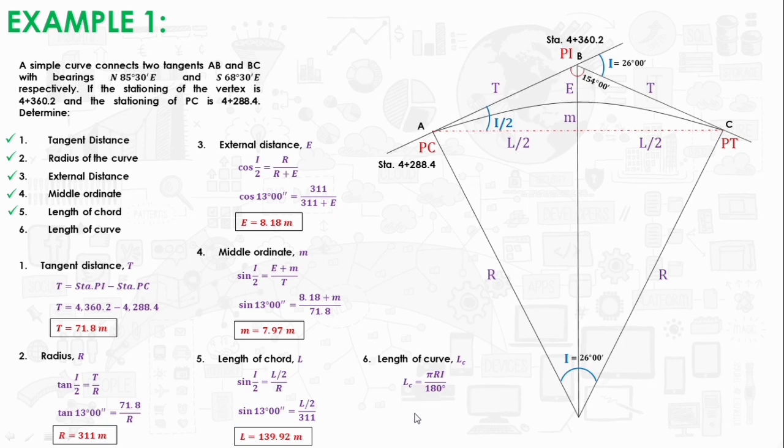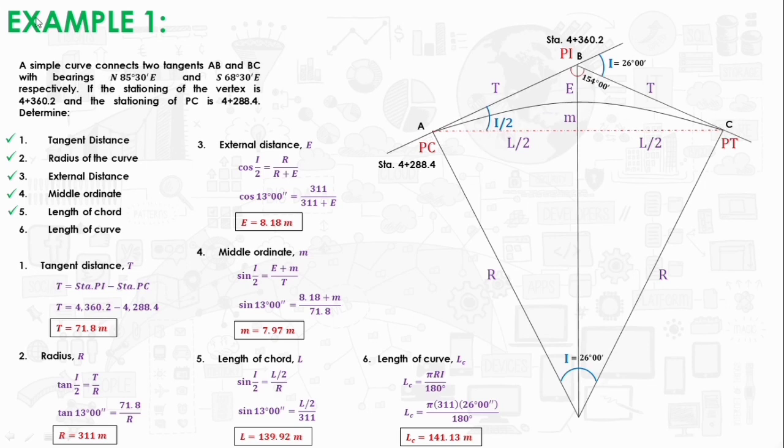So, length of curve is pi times 311 yung radius, times the central angle na 26 degrees divided by 180 degrees. And therefore, the length of curve is equals to 141.13 meters. Ito yung length ng curve.